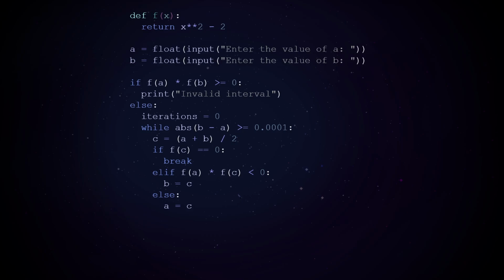That means if f(a) and f(c) have opposite signs, the root lies between a and c, so we are just moving b to c. Otherwise it is between c and b, so we move a to c. Each time we narrow the interval and get closer to the root. And we are just counting the iterations. That is the whole iteration 1.